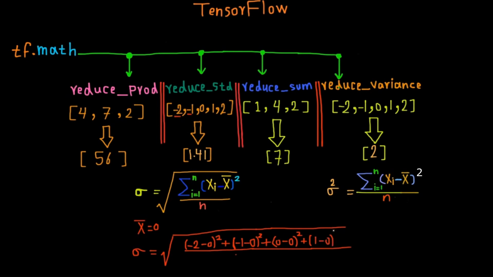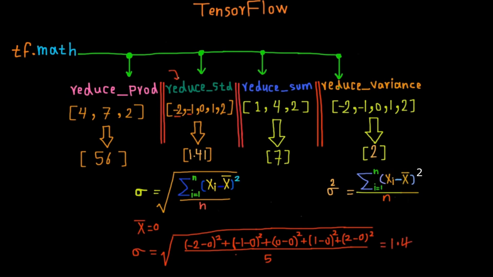square, x5, which is 2. So let's type this: 2 minus 0 square, divided by the number of elements in that axis, which is 5. After we make the calculations, the result equal to 1.4.